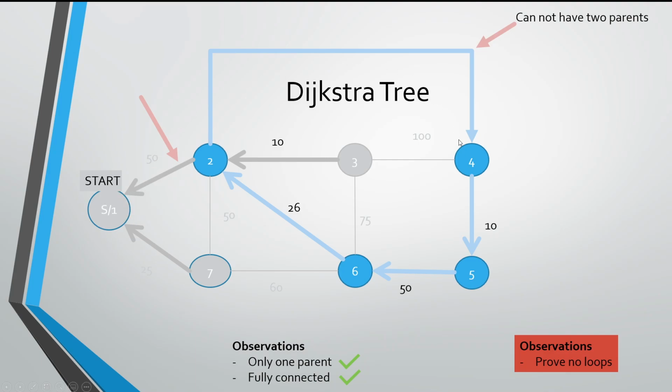So let's take the first case. If the start node is inside this loop, let's say 4 is the start node, it cannot happen because, as you can see, 4 has 5 as its parent. And the start node by definition cannot have a parent. So the start node cannot be inside this loop. That would be a contradiction.